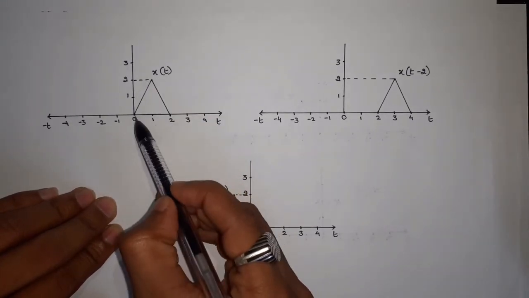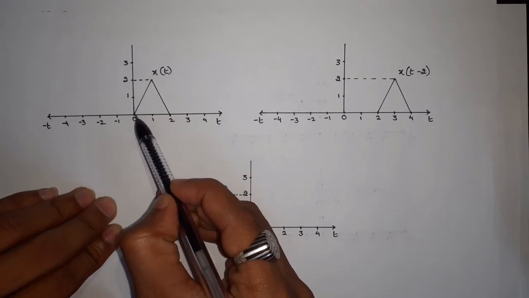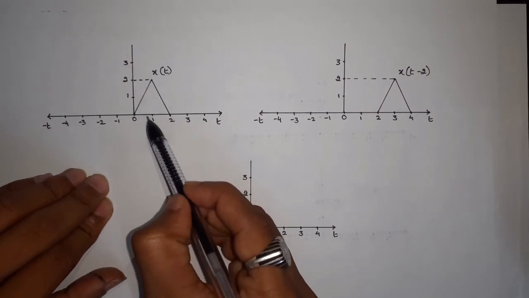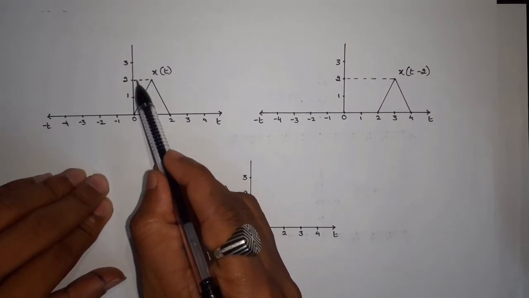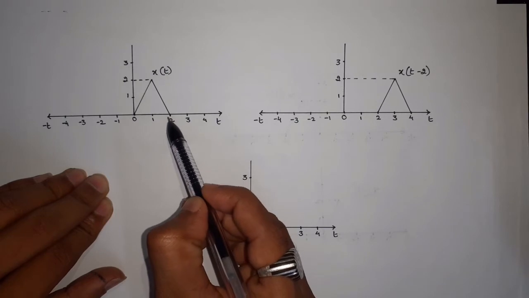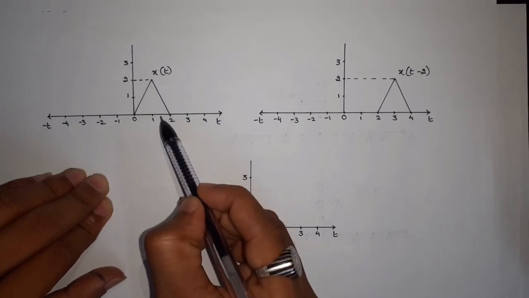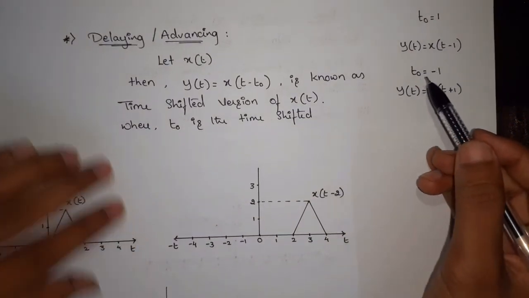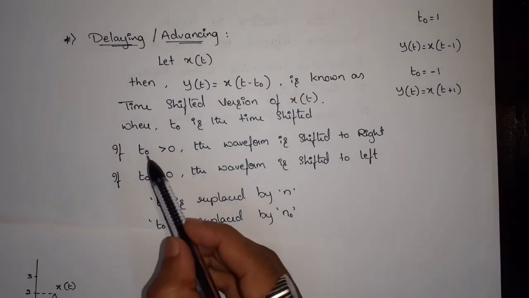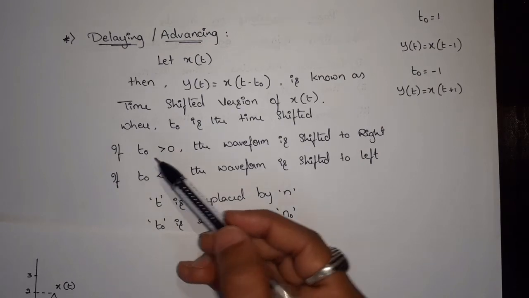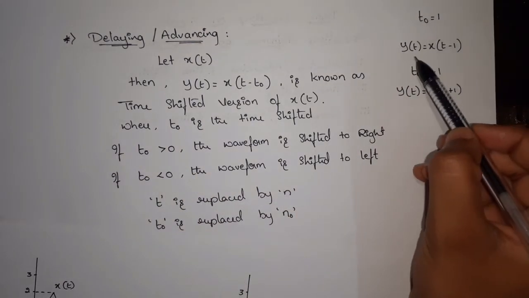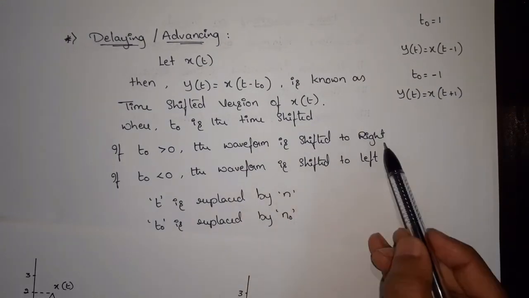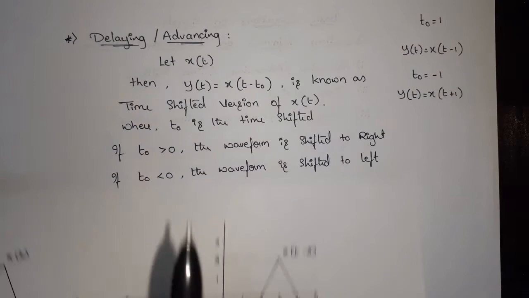It's a triangular wave, or we can call it a sawtooth wave. It starts at 0, and at t equal to 1 the amplitude is 2, and at t equal to 2 the amplitude is 0. This is the original signal x of t. Now, as we said in the previous one, if t naught is greater than 0, y of t is equal to x of t minus 1, the waveform is shifted to the right side.